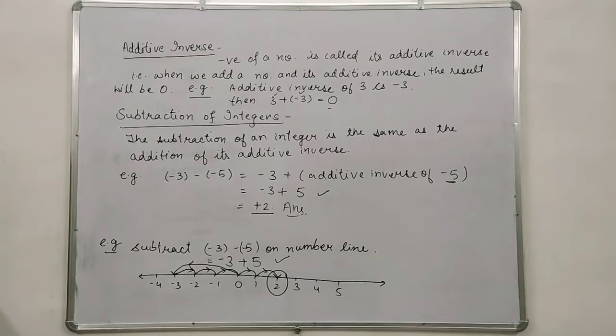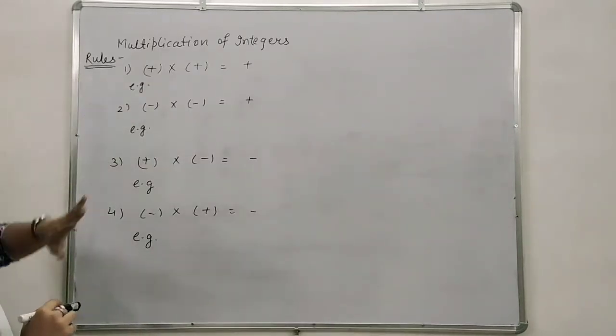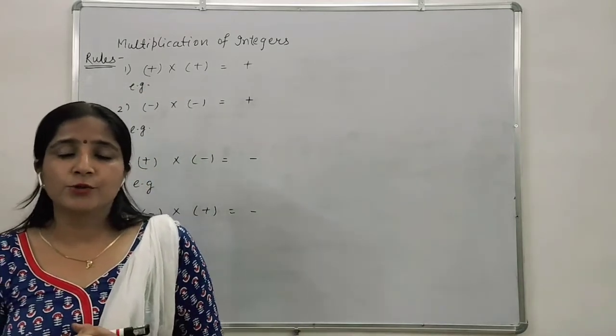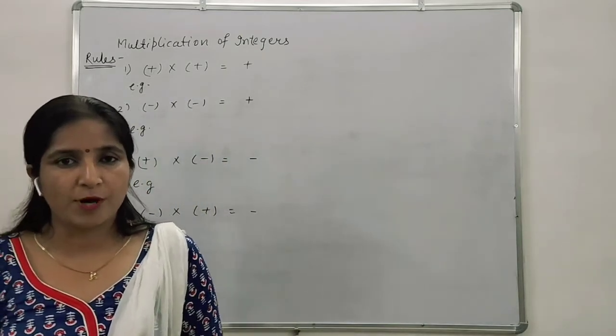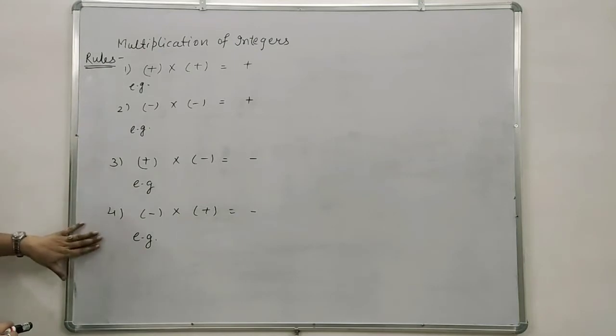Number line. Now let us understand the multiplication rules of integers. They are very important to understand to solve the questions related to exercise 6.3. Some important things are there. So just understand these rules.